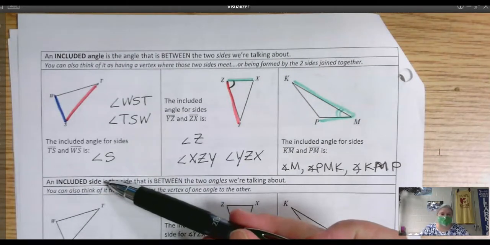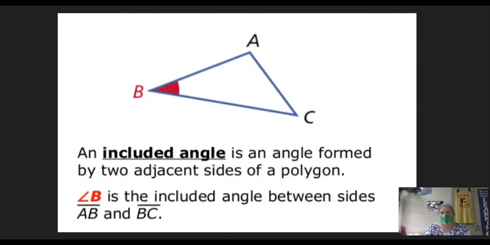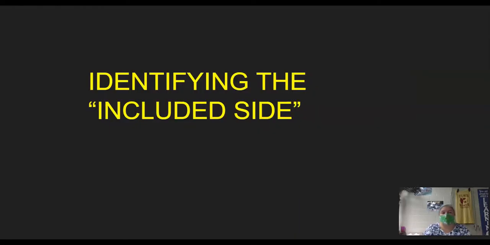So some more illustrations of included sides. This time we're talking about the included side. When we were talking about an included angle, the angle was included between two sides. So an included angle, we look at sides to figure out where it is. Same goes the opposite way for an included side. An included side is a side that's between two angles.